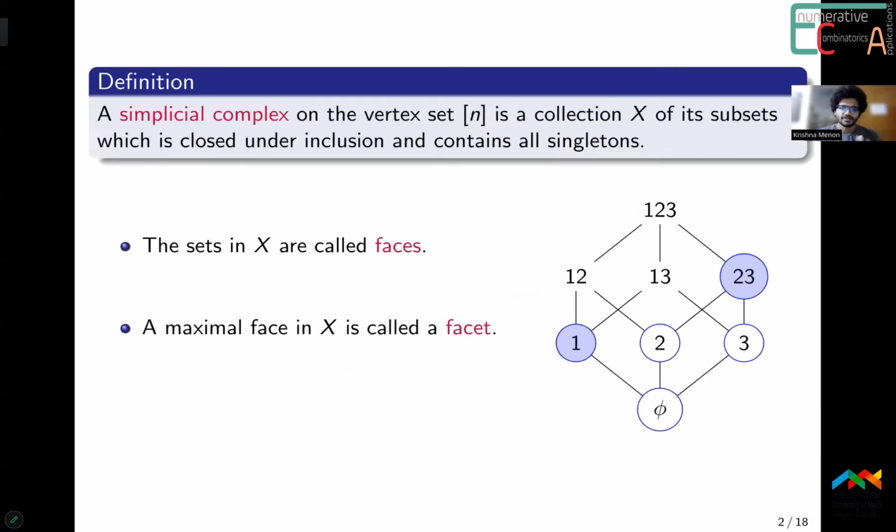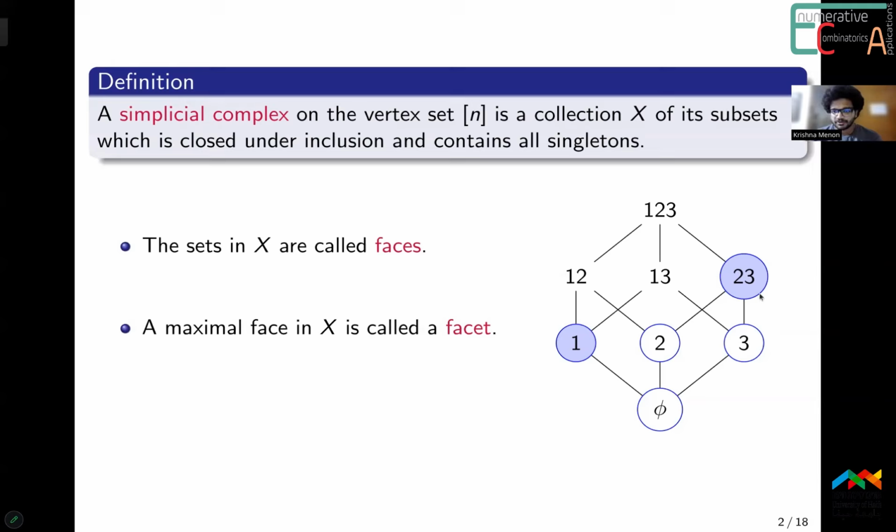So that we're all on the same page, I'm going to quickly define a simplicial complex. A simplicial complex on the vertex set of numbers from 1 to n is just a collection of subsets that is closed under inclusion. So basically, if X is a simplicial complex, then if any set is in X, all its subsets are also in X. And the sets in X are usually called the faces of the simplicial complex. And a maximal face is called a facet. That is a face that is not contained strictly in a larger face.